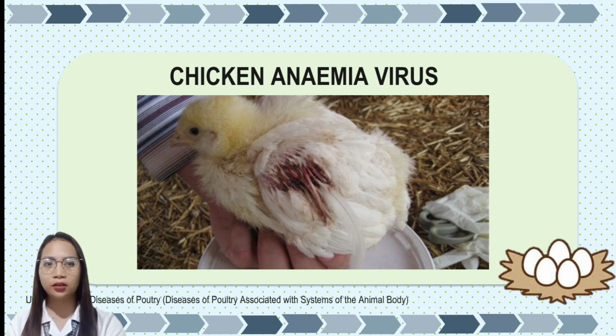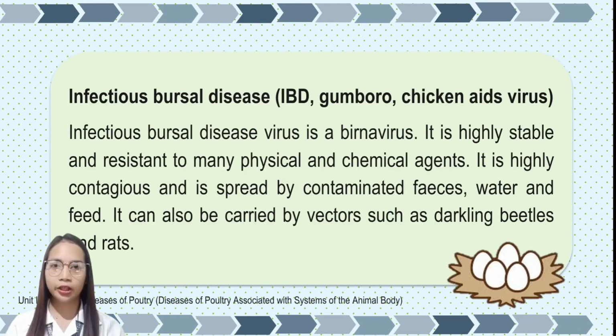One strategy to control CAV infection is vaccination of breeder flocks with commercially available live vaccine before the start of egg production. Vaccine administration is by injection or by addition to the drinking water. Infectious bursal disease, or IBD, also known as Gumboro disease, is caused by a virus.